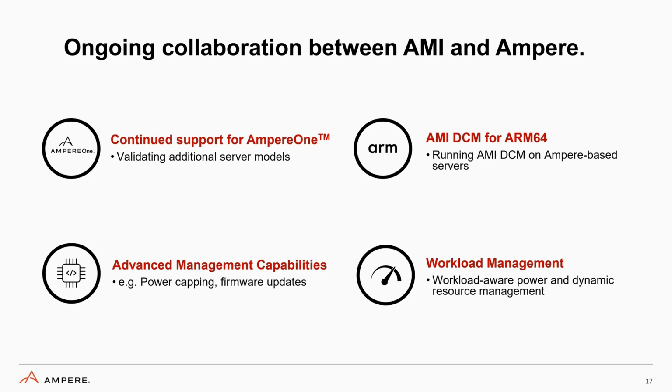We also want to add more advanced management capabilities to power cap Ampere servers, so that if you have a rack of servers and one of them starts to shoot up in its power usage, you could cap the surrounding ones so that during that spike, the rack doesn't go over power. We also want to be able to push firmware updates and orchestrate them more effectively on Ampere systems, so you can schedule it across various nodes throughout the day.